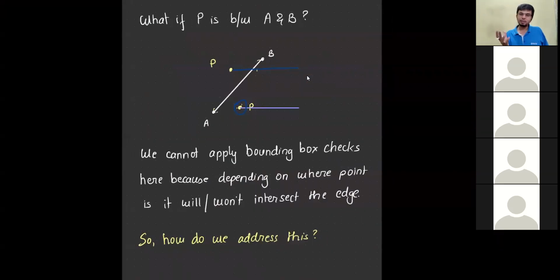Now comes an interesting case where P is not to the left of the leftmost point and not to the right of the rightmost point, but basically P is lying either here or here. So what will happen here? Because you know, if it is here, then it is intersecting. If it is here, then it is not intersecting. So this is where we have to apply the logic. What do we do in this case? Will my ray intersect or not?